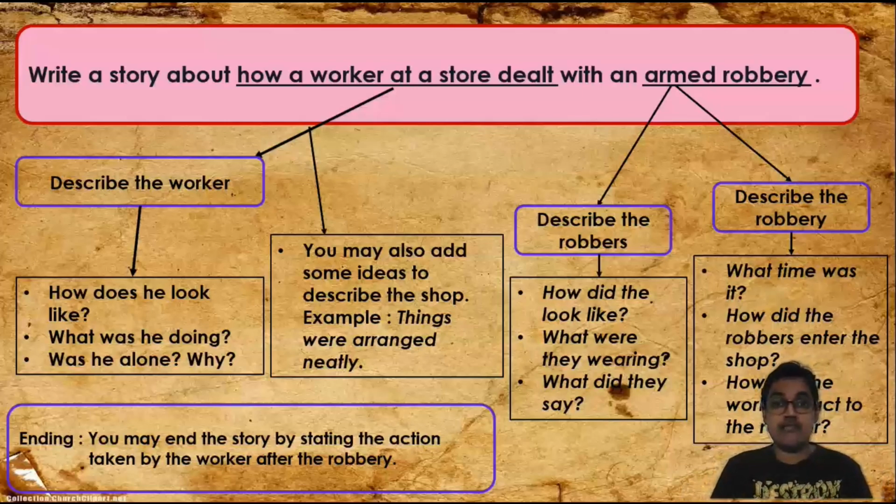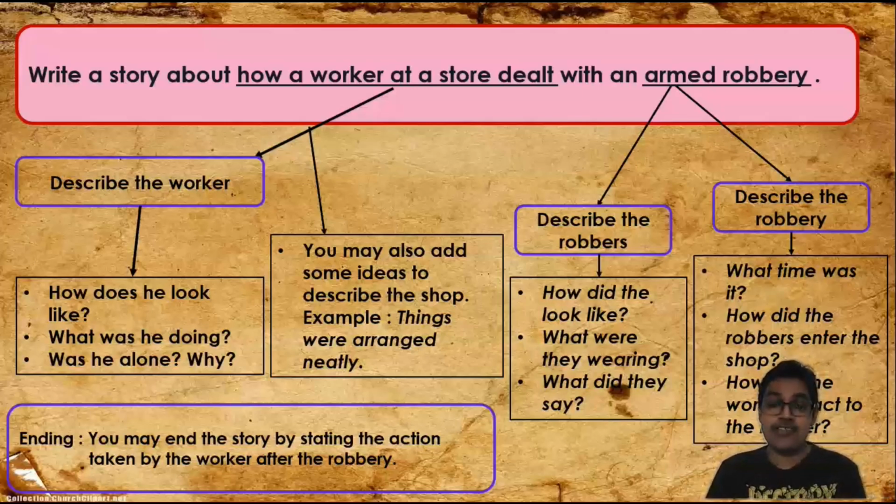You do not necessarily have to immediately jump into the armed robbery. In the beginning, you can describe the worker, the shop, and the things in the shop and how they were arranged. Those are a few things you can add to your story. Also do not forget to add in the setting. For example, the time setting, what time it was, and the environment: was it very crowded or very quiet? These are the settings you want to set in the beginning of your story.